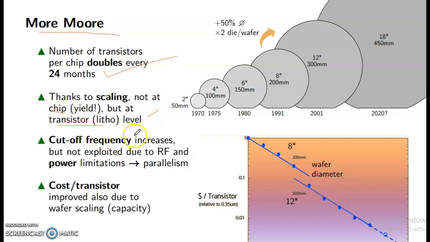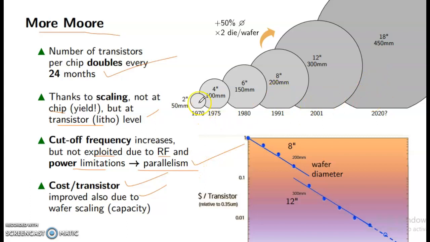Cutoff frequency increases but is not exploited due to RF (radio frequency) and power limitations. That is parallelism. Cost per transistor also improved due to wafer scaling.